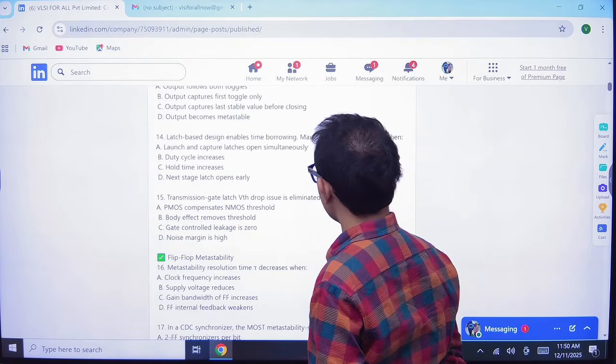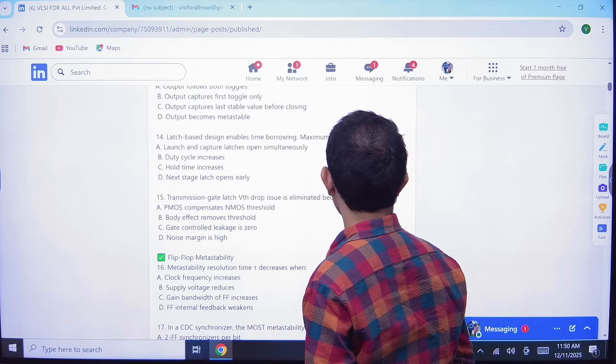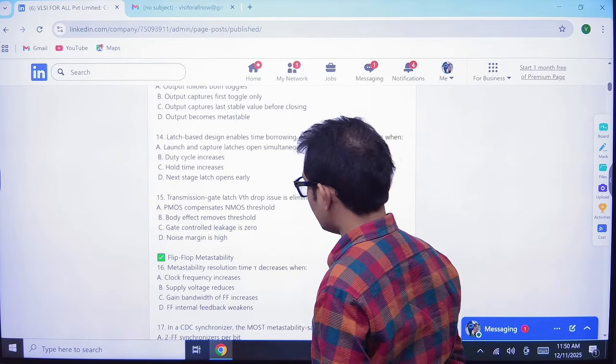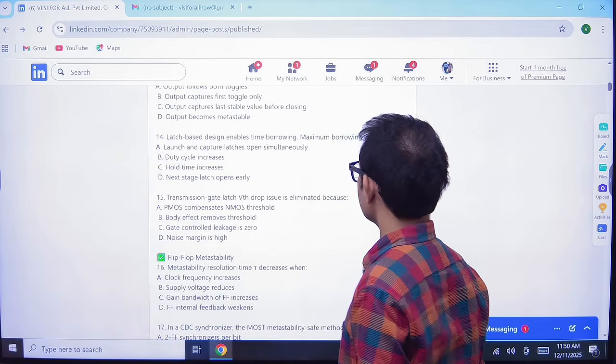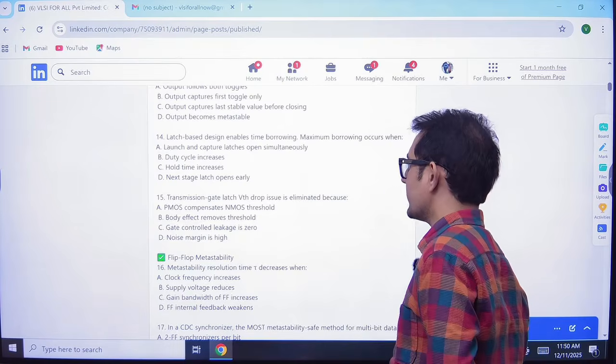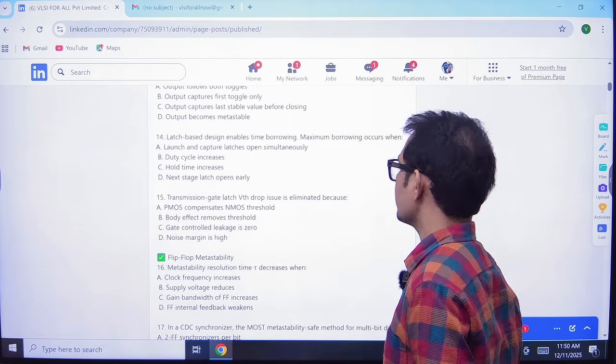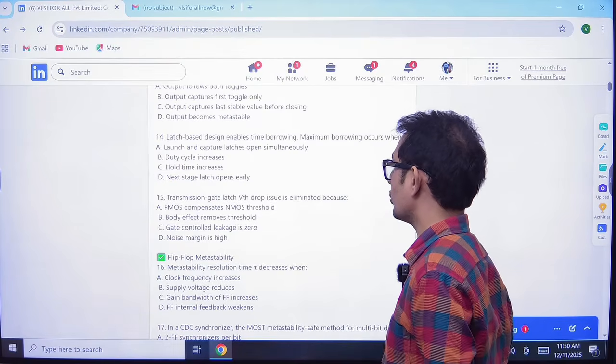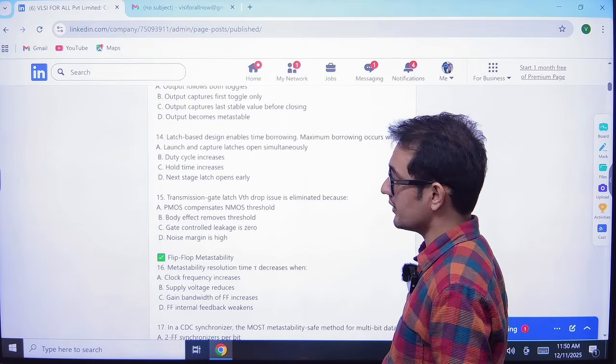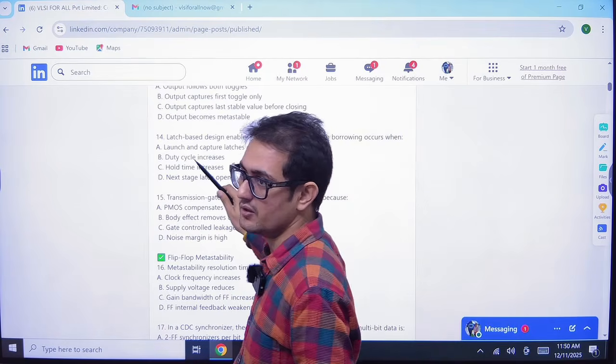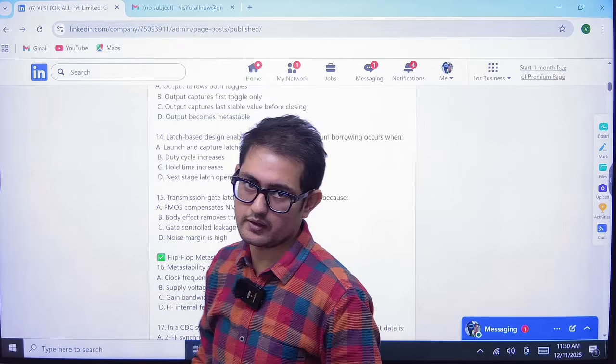Latch-based design enables time borrowing. Maximum time borrowing occurs when launch and capture latches open simultaneously. Duty cycle increasing, hold time increases. Next stage latch opens early. So this is a very important concept we have, the time borrowing concept in latches, right?